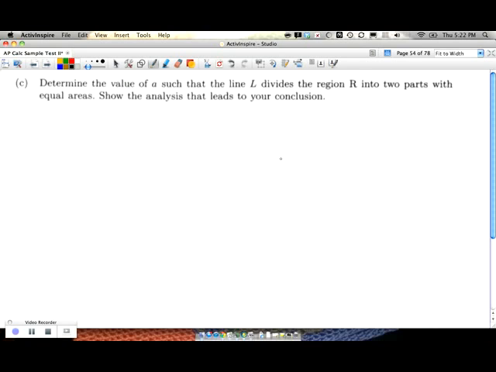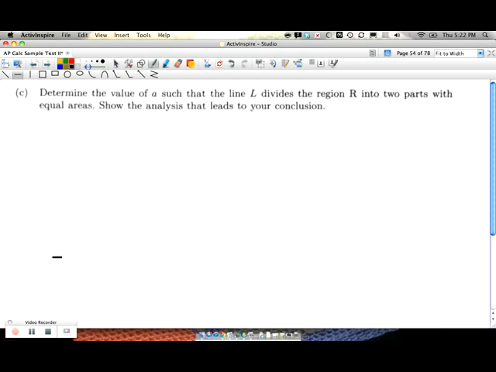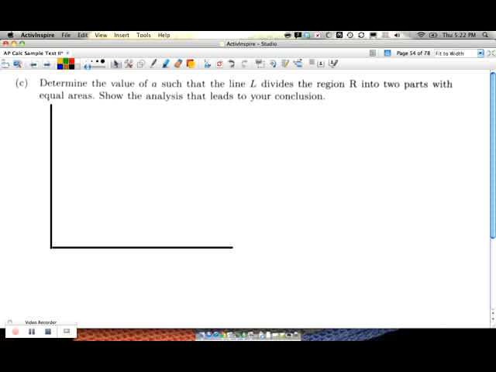Let's look at C. C says determine the value of a such that the line L divides the region into two parts of equal areas. Show the analysis that leads to your conclusions. Well, let's give ourselves some reference here with the graph so we know what's going on. We know that we have an x-axis, we have a y-axis. This goes up to about 36. Actually, it goes up to exactly 36. And it hits down here at 6.